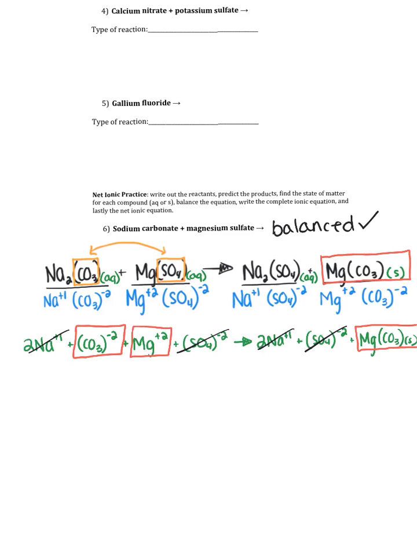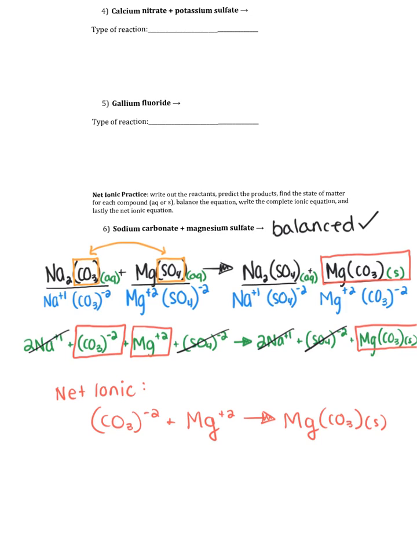So our final answer is going to be anything we didn't cross out. That final answer is the net ionic equation. So in this case, that would be CO3 -2 plus Mg+2 gives us MgCO3 as a solid. So that's going to be your final net ionic equation for that.